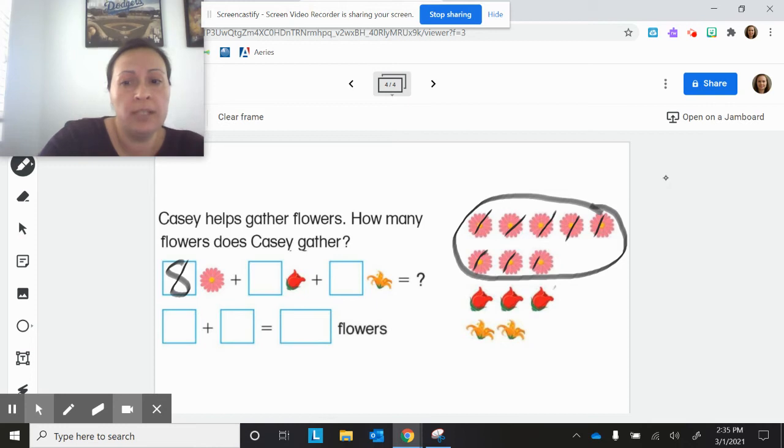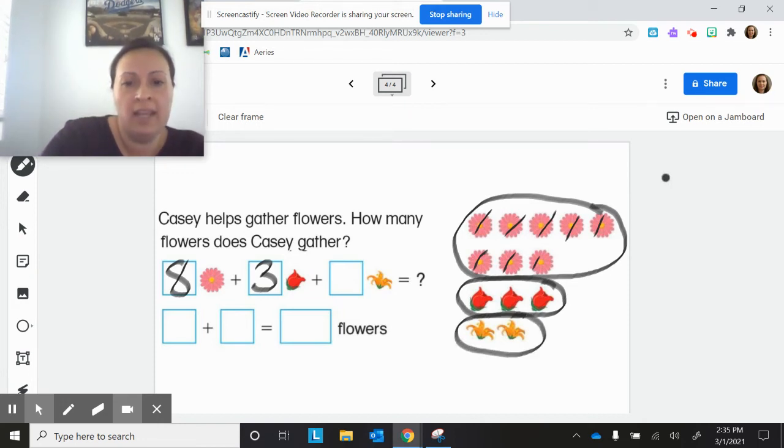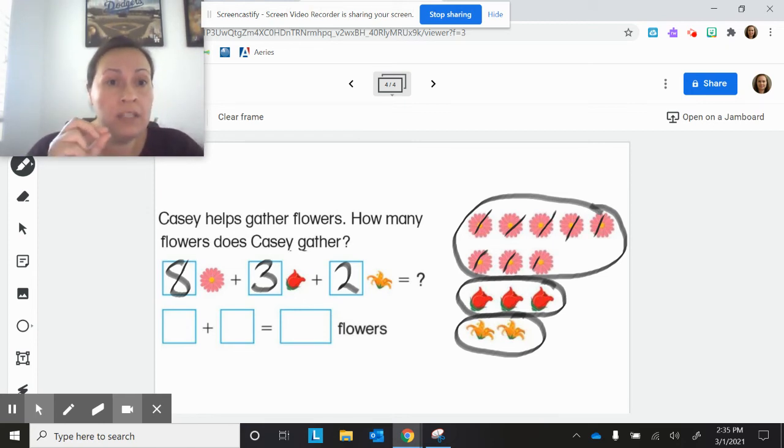And let's count her roses. 1, 2, 3, 3 roses. And let's count the last orange flowers. 2, right? So now let's see, do any of these partners make a group of 10?